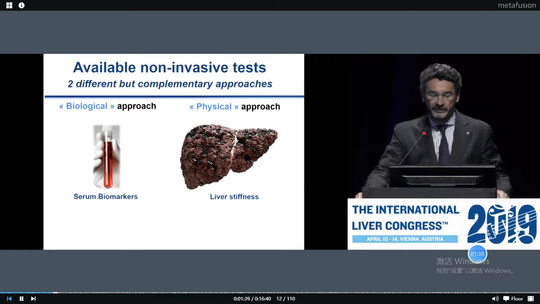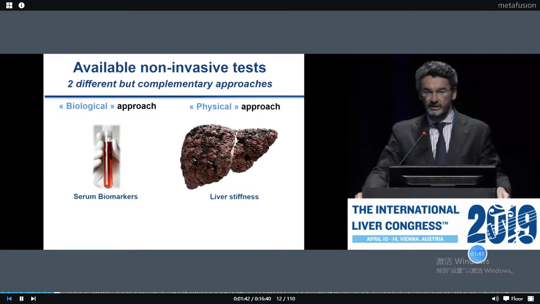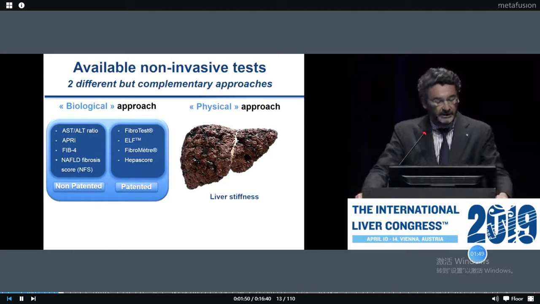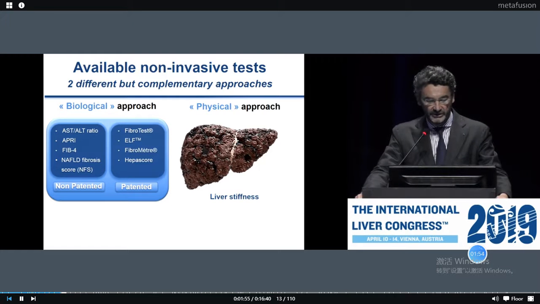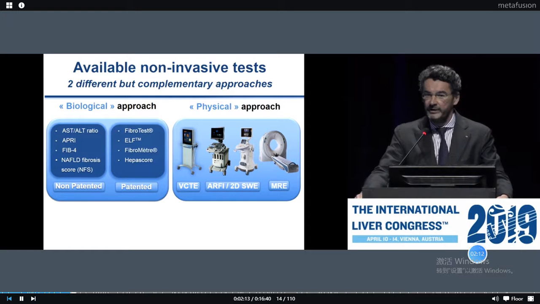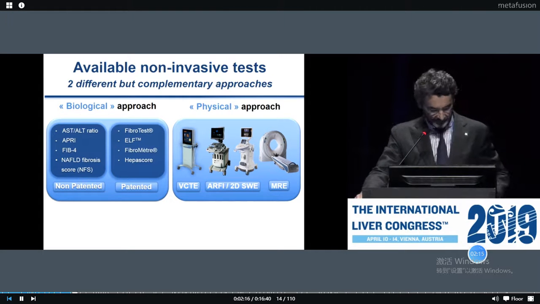This is the usual slide: two different but complementary approaches. The historical biological approach based on the dosing of serum biomarkers, and the physical approach based on the measurement of liver stiffness. We have indirect, simple, routinely available tests such as the AST/ALT ratio, APRI, FIB-4, NAFLD fibrosis score, which come for free, and the patented tests, for which FibroTest has been the pioneer, but you also have the ELF, the FibroMeter, the EPA score. As for liver stiffness, the pioneer has been transient elastography, but we have new kids on the block, such as RFI, 2D shear wave elastography, and MR elastography.